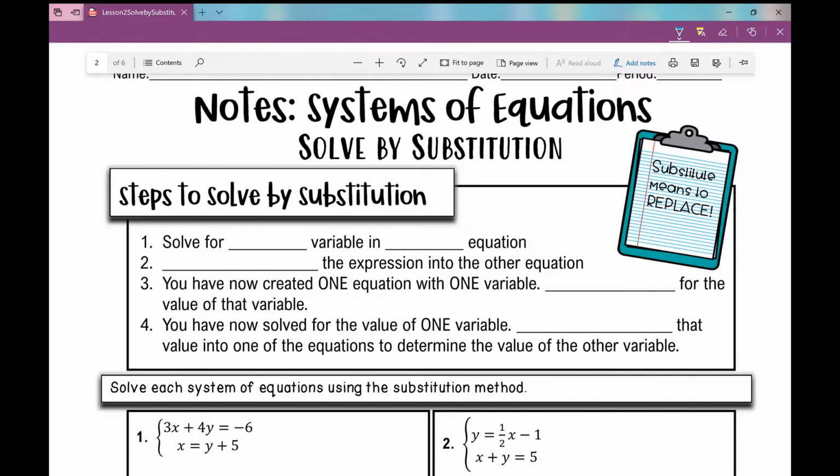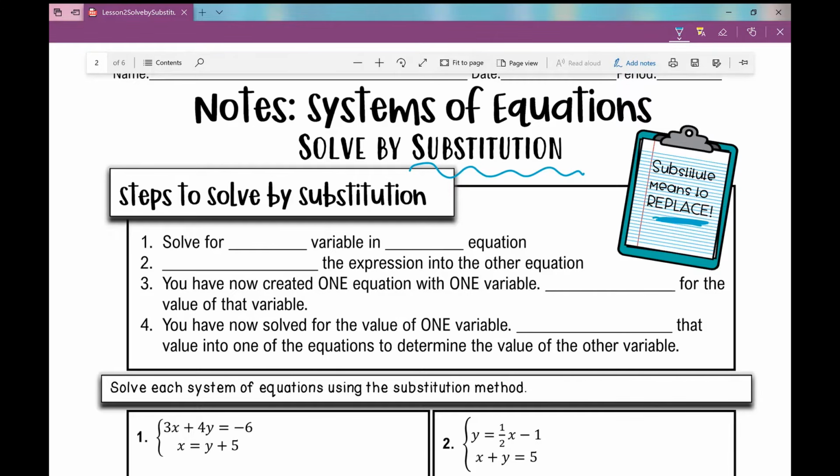Let's get started on your notes over solving a system of equations using the substitution method. So what's another word for substitute? Replace. That's what a lot of students think of, replace. So we're going to be replacing variables with expressions that equal the same thing.